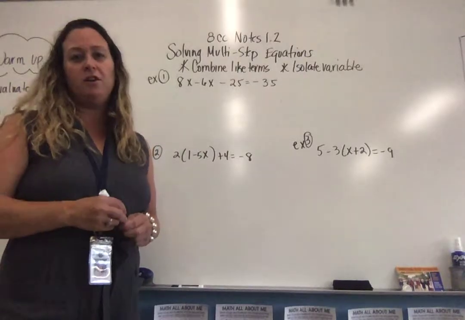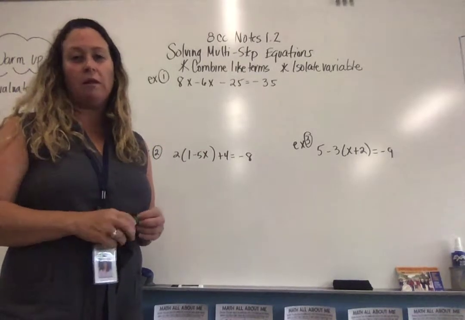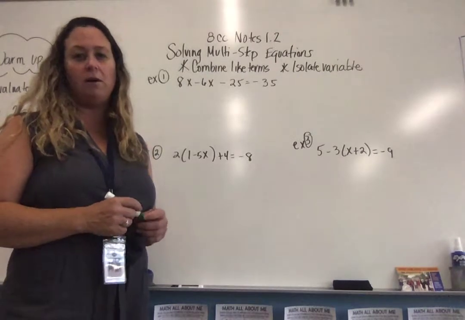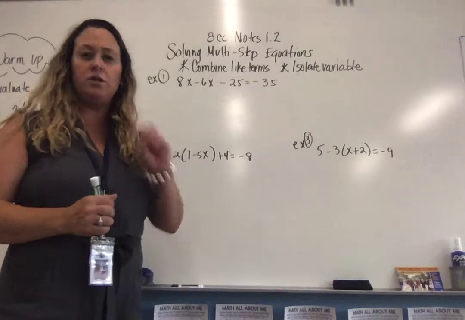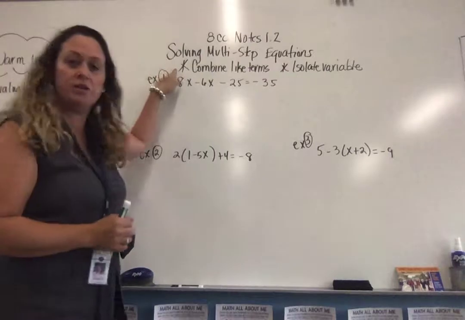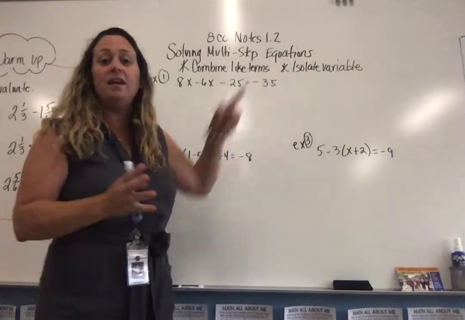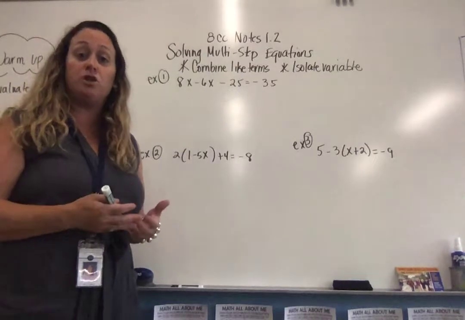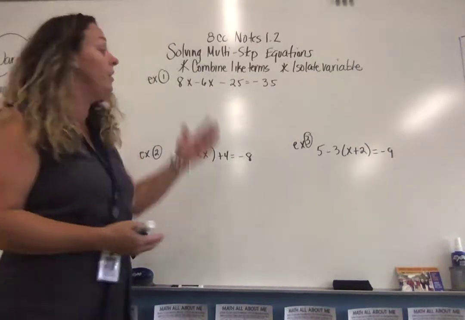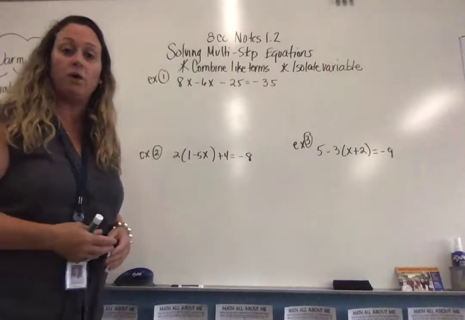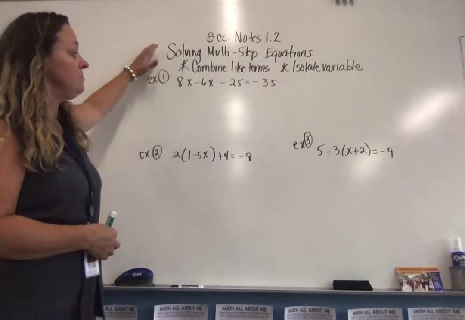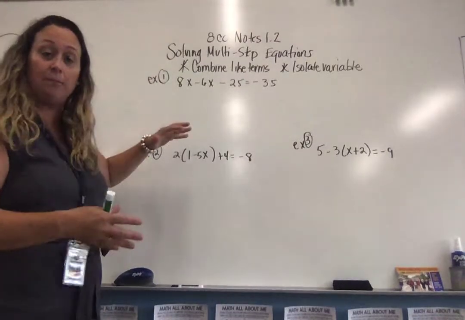Hi everybody, we're going to take video notes on 8th grade Common Core lesson 1.2. We're going to be solving multi-step equations, and there's two things that you need to remember. The first thing to remember is you're going to be combining like terms, and then you're going to be isolating the variable. In the event there is a problem with the distributive property, you need to do that before either of those.